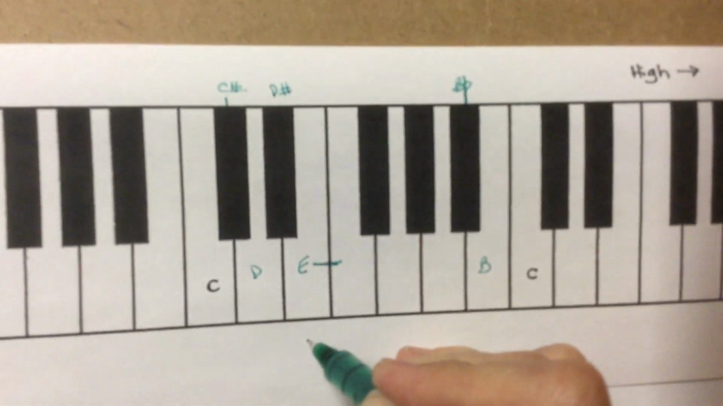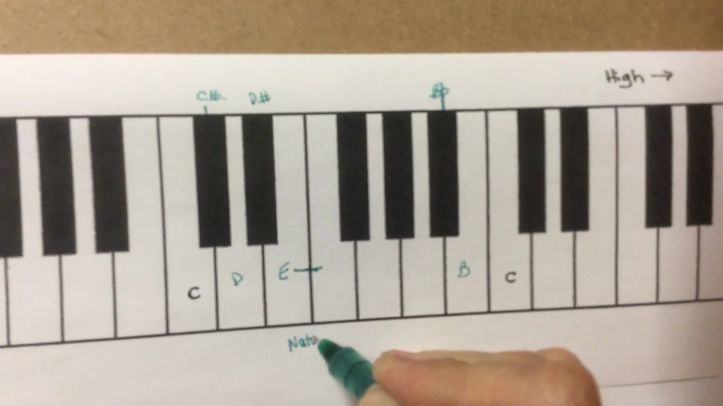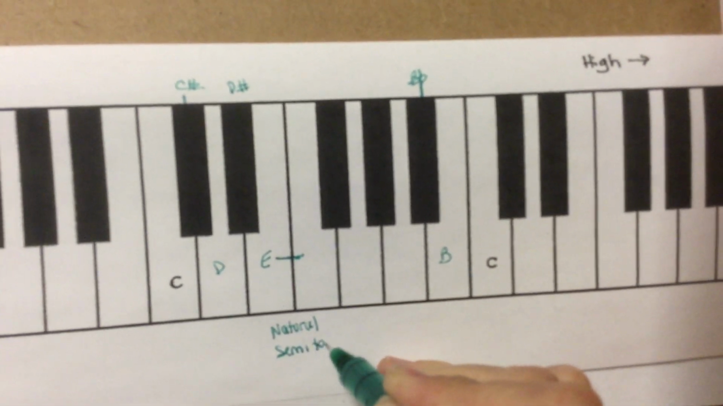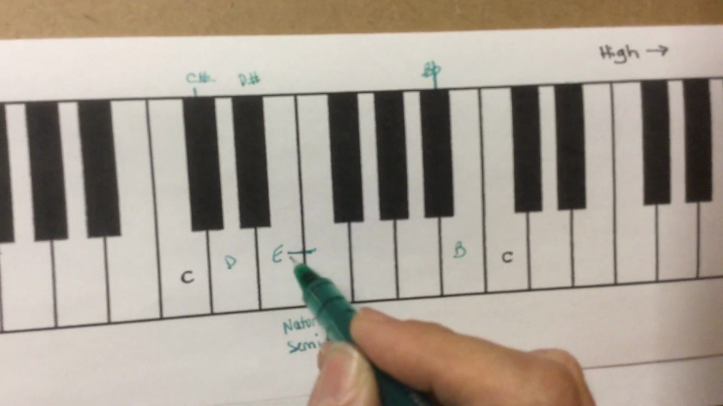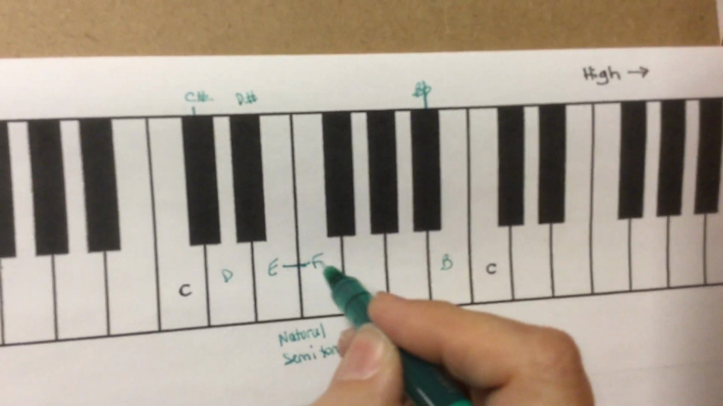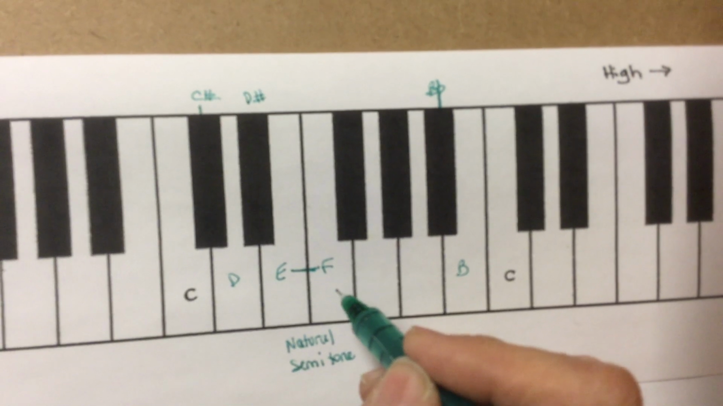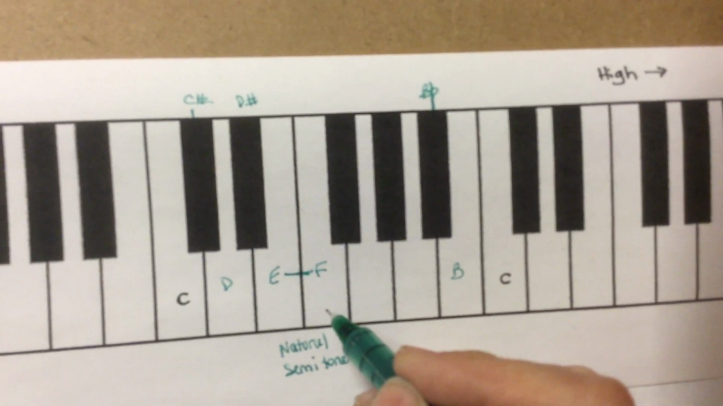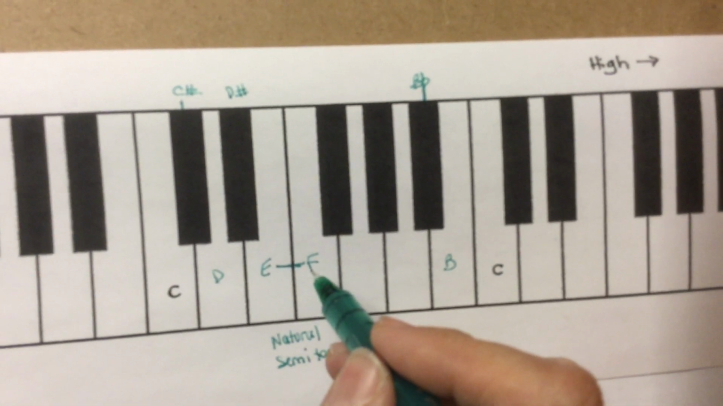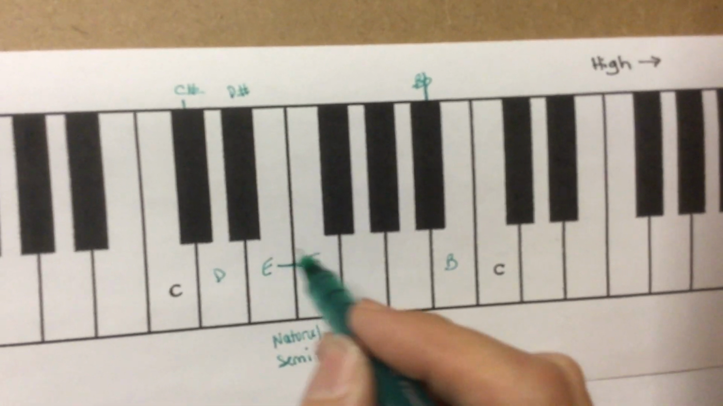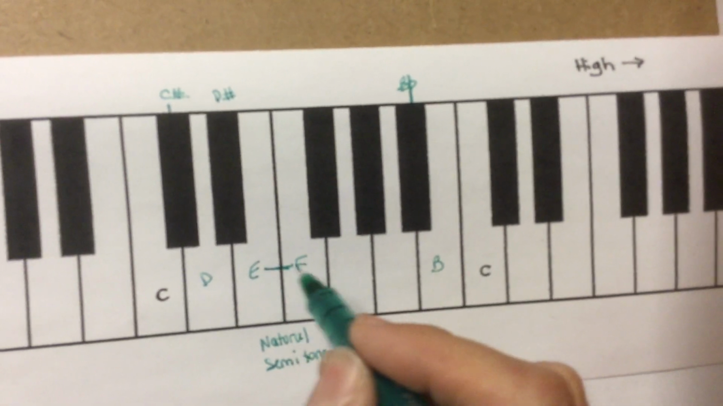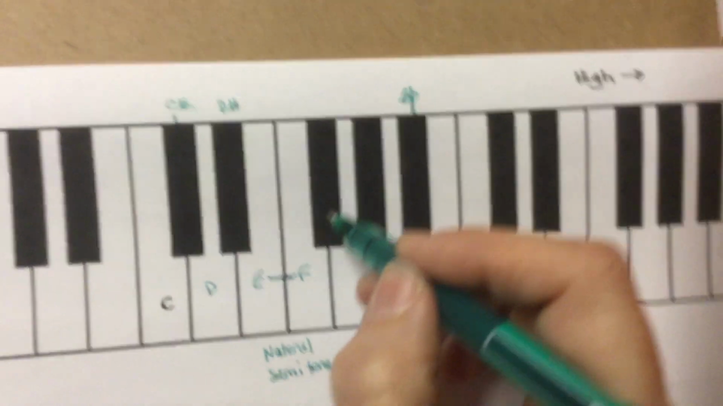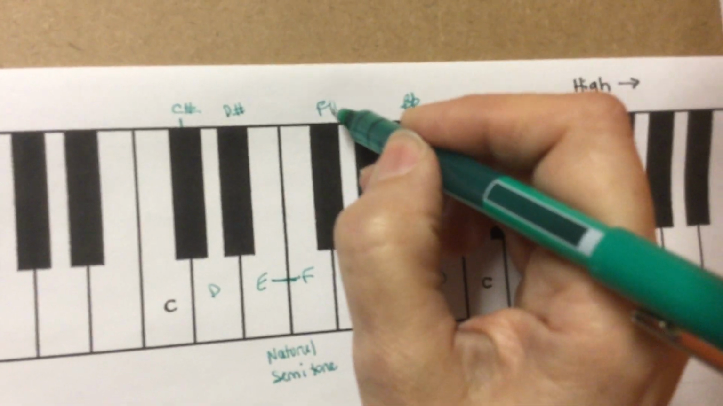So this is called a natural semitone because it happens naturally. And this, by the way, is not just on the piano. It's on the violin, on the flute, on the recorder, on the guitar, on the tuba. It doesn't matter what instrument you play. Between E and F is always going to be a natural semitone. There's no note in between E and F on any instrument. So let's keep going. From F to F sharp is a semitone.